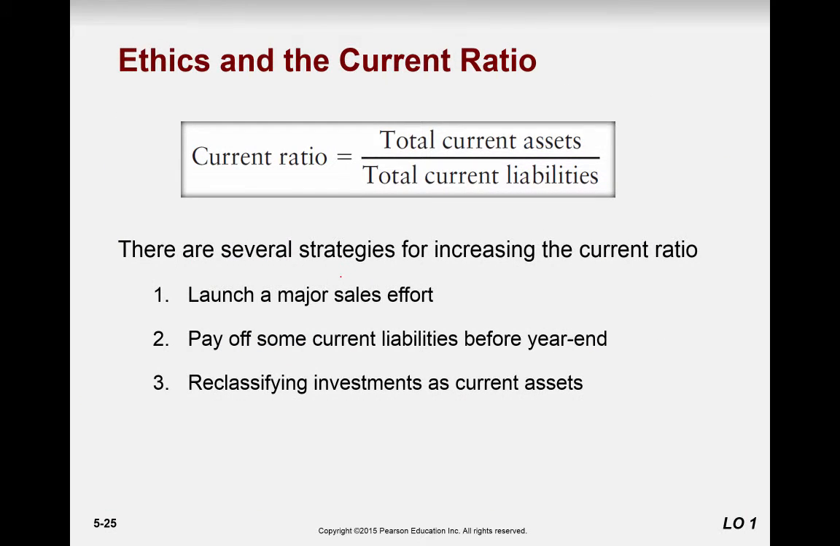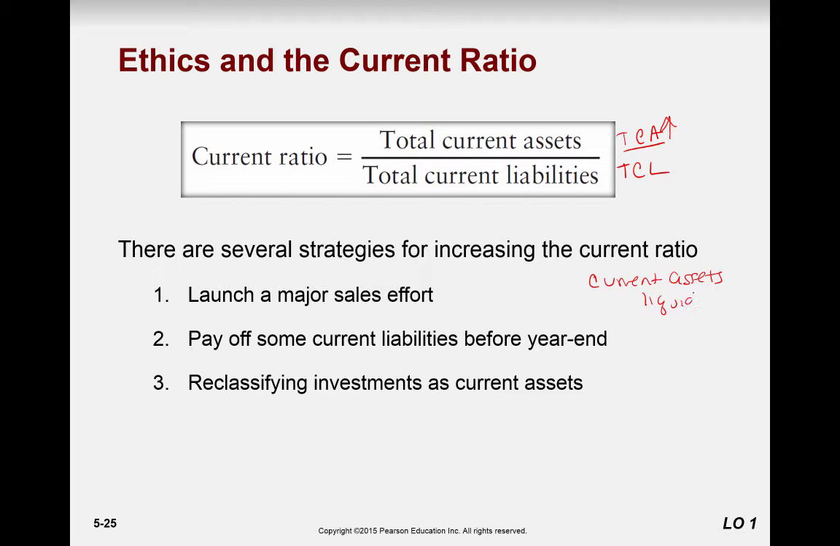Okay, so continuing on, we have ethics in the current ratio. You want to add this in Excel. So your current ratio is total current assets divided by total current liabilities. And you want to increase this. You always want your numerator to be greater, right? So you want to make sure that you have enough liquid, because current assets are liquid assets.